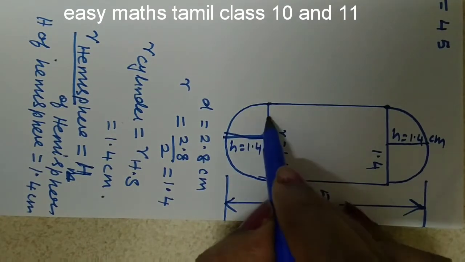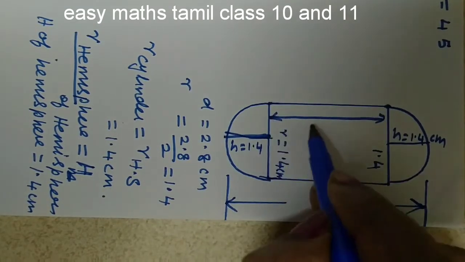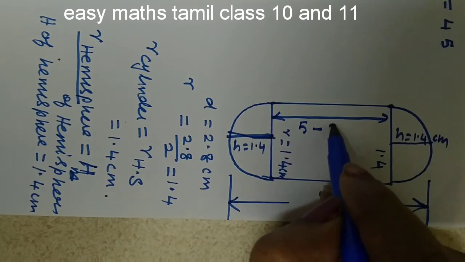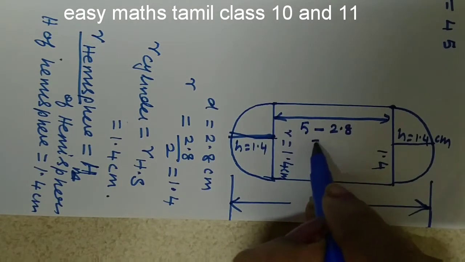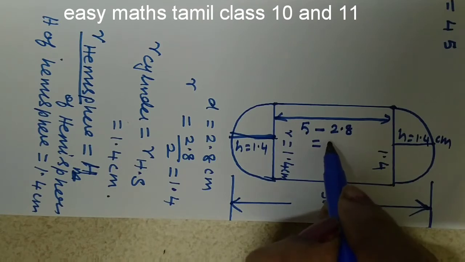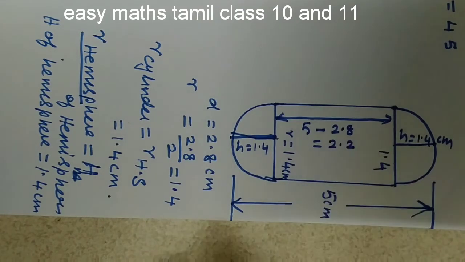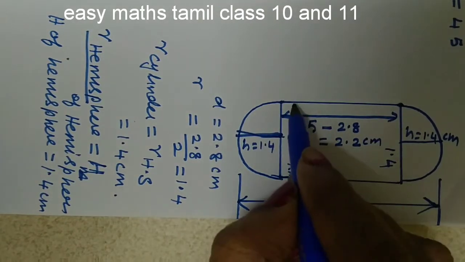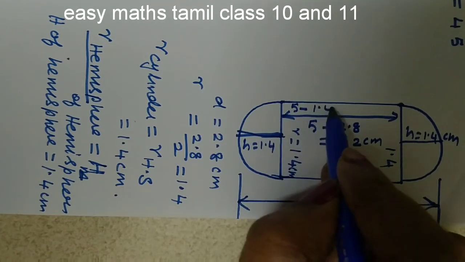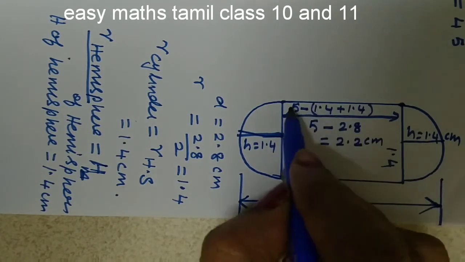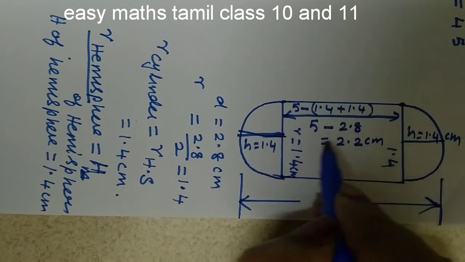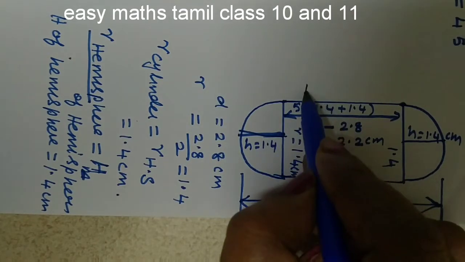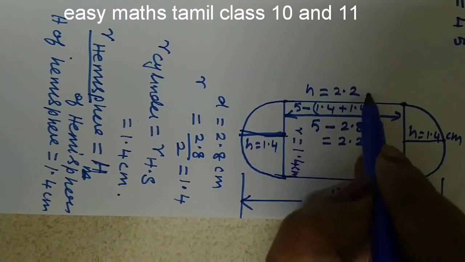Now we have to calculate the height of the cylinder. The height of the cylinder is total height 5 minus (1.4 plus 1.4, which is 2.8). So 5 minus 2.8 is 2.2 centimeter. This is the height of the cylinder. Height of the cylinder equals 2.2.